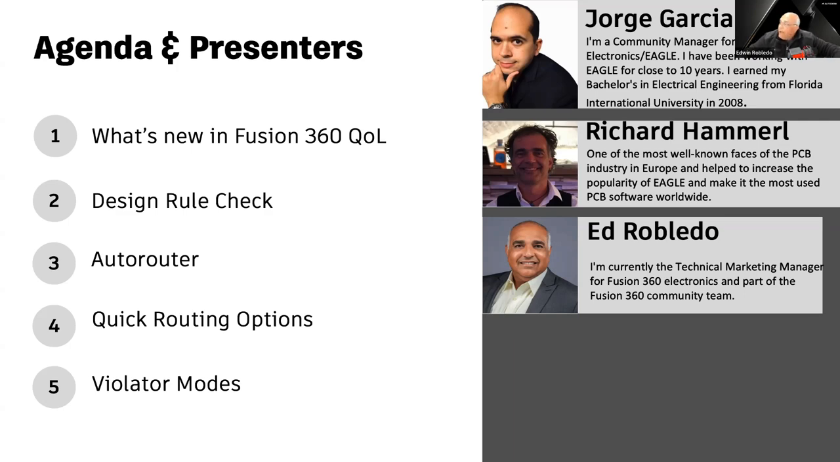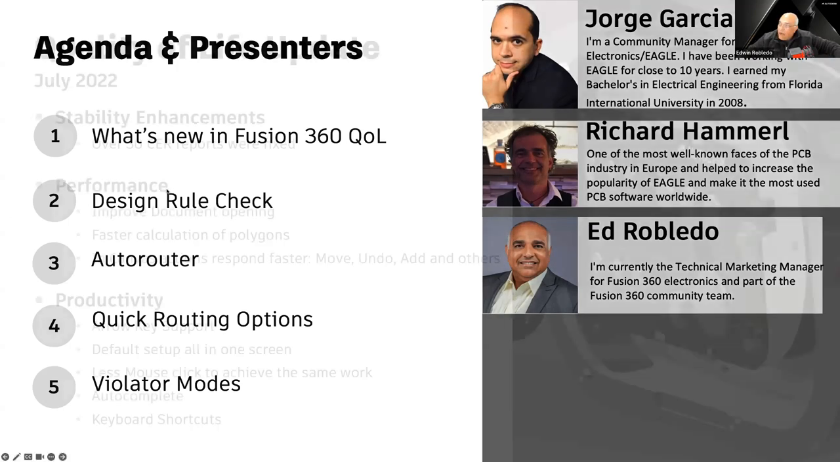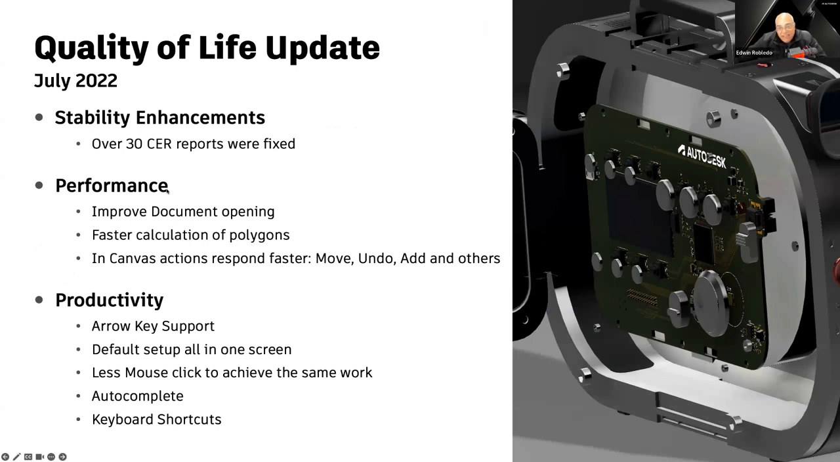So today, I wanted to primarily talk about the latest release that we had in July, which was the quality of life release, where we addressed some really important parts. And I wanted to ask Richard, can you tell us a little bit about that release in July, our quality of life release? Yes, sure. Besides all the routing stuff we want to show you today, as Edwin said, the recent release in July really concentrated on stability, on performance and on productivity.